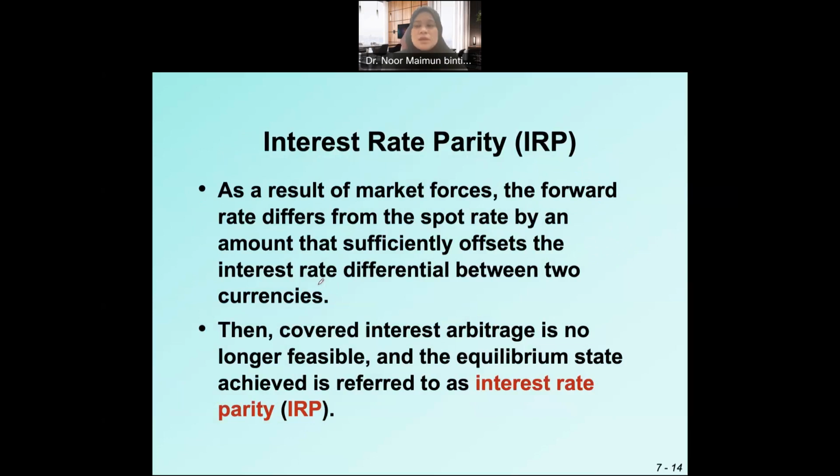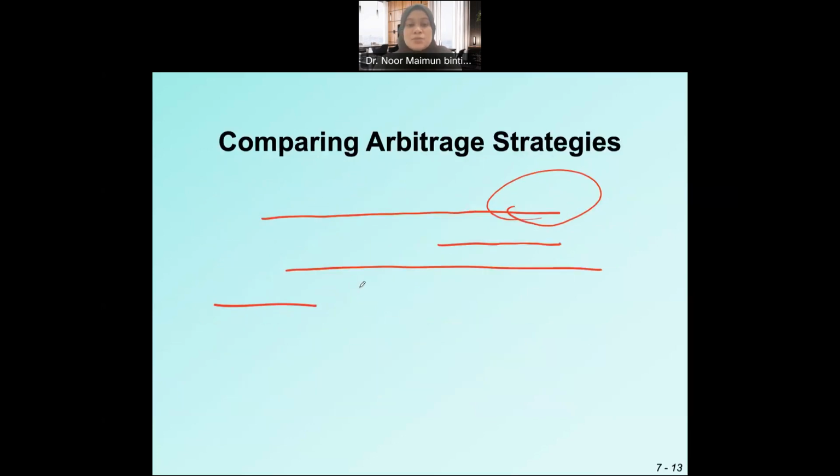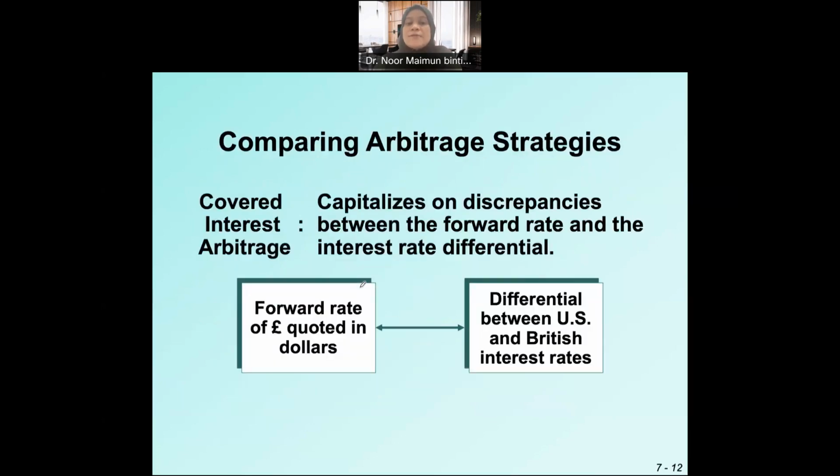Okay, so when there are discrepancies in foreign exchange, we know interest rate parity will come in. Interest rate parity comes as a result of market forces, when there are market factors like interest rate, exchange rate, and sometimes inflation. The forward rate differs from the spot rate by an amount that sufficiently offsets the interest rate differential between two currencies. So this happens when we have covered interest arbitrage.